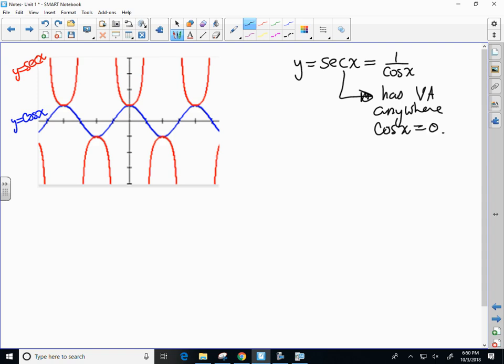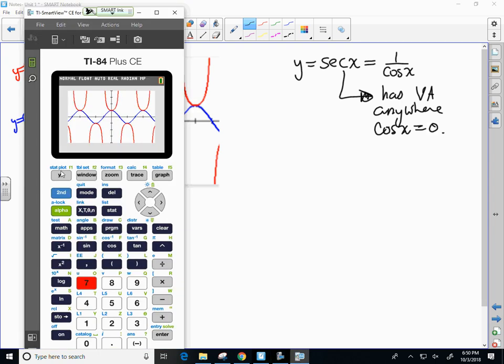All right, so let's imagine that the red graphs aren't there. And in fact, I can do more than imagine it. Go into your calculator and just turn them off. Hit enter on the equal sign and turn off an equation.